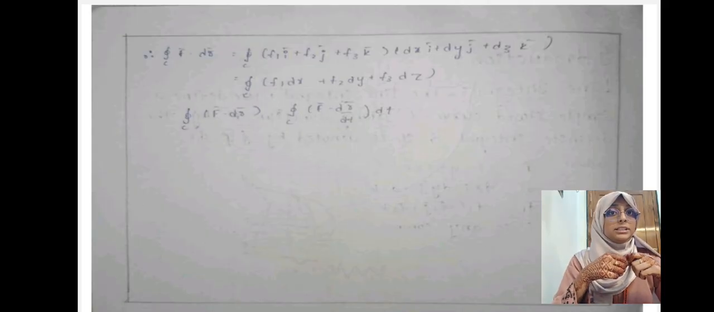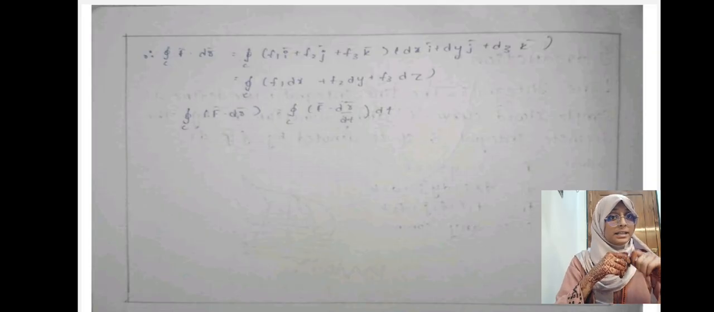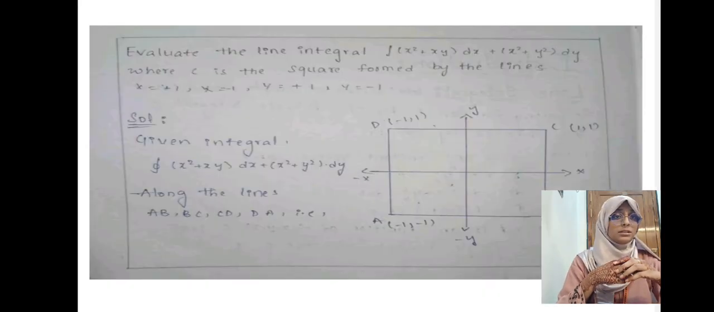Integral f bar into dr bar is equal to integral c of f1 i bar plus f2 j bar plus f3 k bar into dx i bar plus dy j bar plus dz k bar, which is integral c of f1 dx plus f2 dy plus f3 dz. Integral c of f bar into dr bar equals integral f bar into dr by dt into dt.